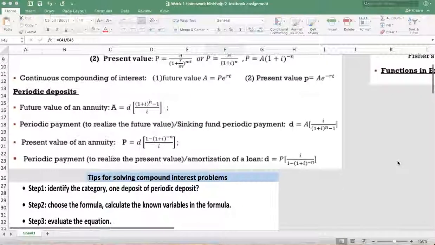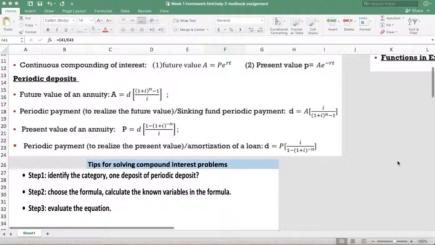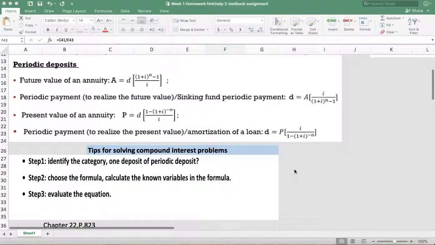Anyway, I think the toughest exercises are the problems related to compound interest. I have tips for you. Step one is identify the category: one deposit or periodic deposit. Oh, I made a mistake here.